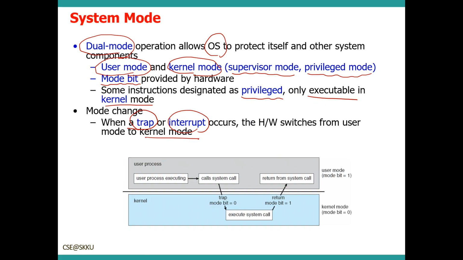In this figure, the user process is executing. If it calls a system call, then a trap is generated. Then the hardware mode is changed to kernel mode. Then the operating system kernel is executed to service the system call, the request of the user process. After handling the system call, it returns to the original user program. Then the hardware mode is also changed to user mode, and the user program can be executed.